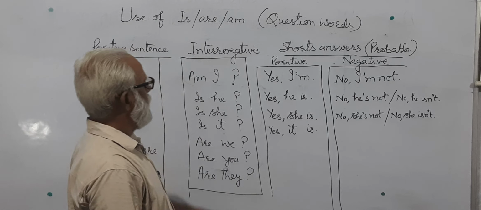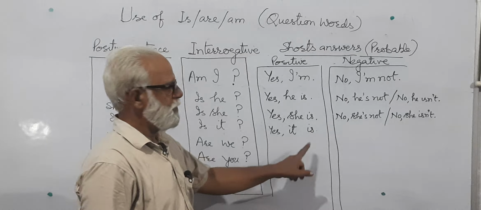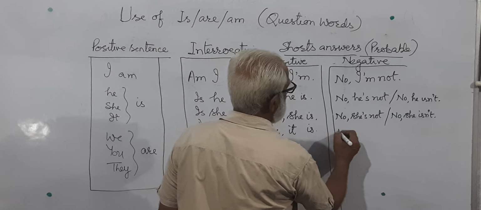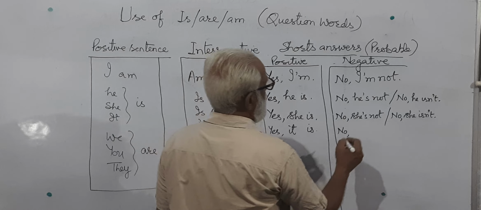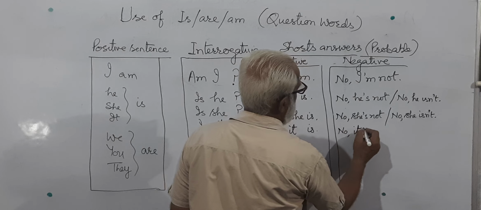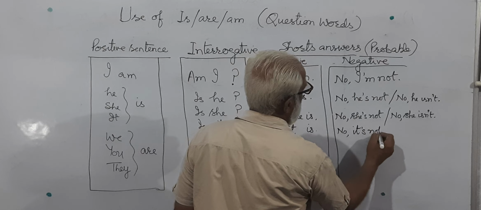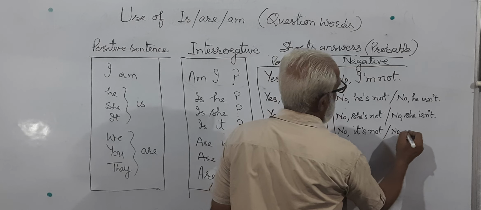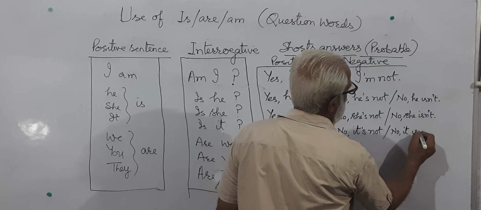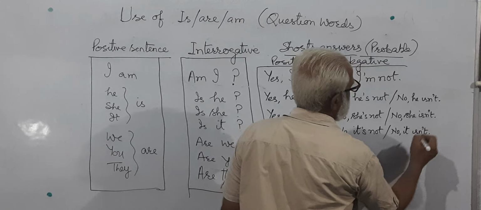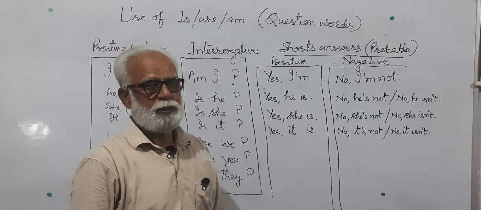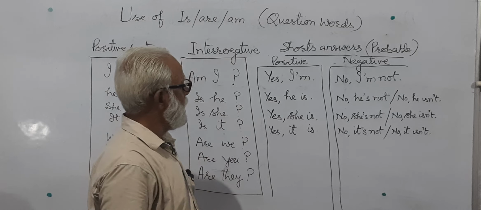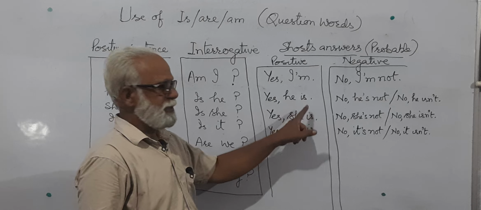Right? Yes, it is. No, it's not. Or, no, it isn't. So this is about he, she, it. Use of is.